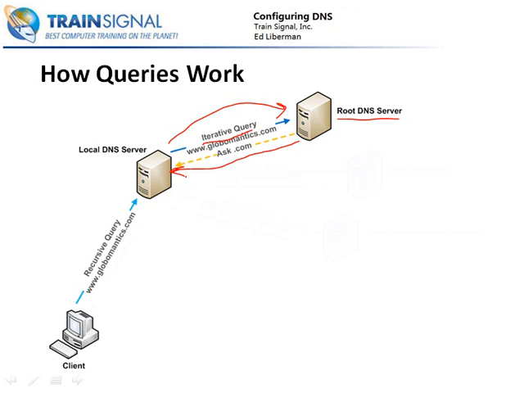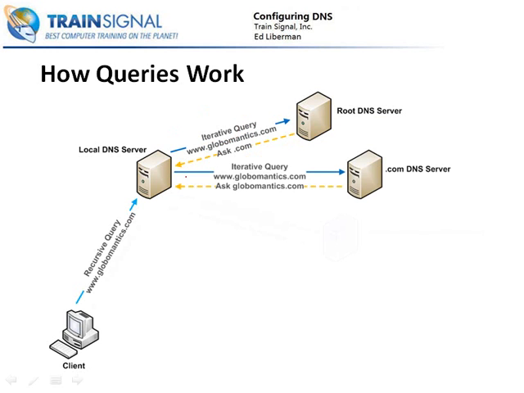So the local DNS server then makes an iterative query to the .com DNS server. Hi, .com server. Do you know who www.globalmantics.com is? And again, because it is iterative, the .com DNS server can only answer what it knows. And what it knows is, well, no, I don't know who that is, but I do happen to have the IP address of a DNS server authoritative for globalmantics.com.